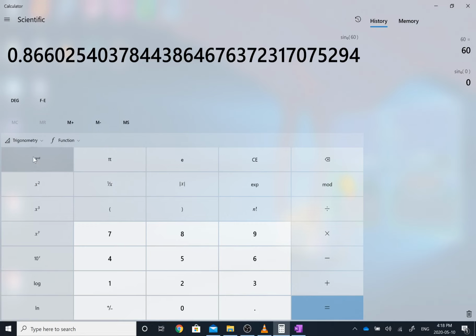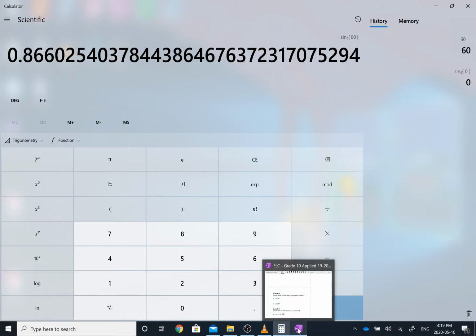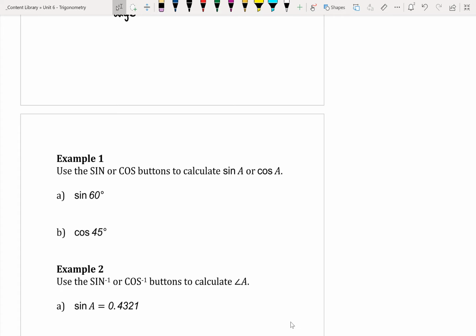So this is our answer. Again, depending on what calculator you use, you may be able to hit the sine button first and then 60, or you may have to hit 60 first and then sine. You may want to play around with it and make sure that you do get this answer, but you should get 0.866. We won't worry about the rest of the decimals. So sine of 60 actually equals 0.866. So basically it's a ratio, that's what the ratio is.